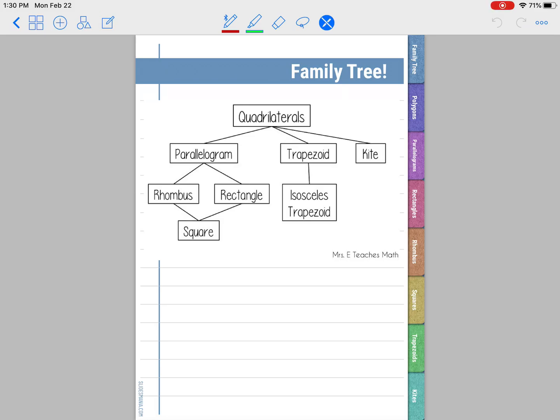Okay, let's start talking about quadrilaterals. There's several of them, and they have several specific characteristics that we need to spend some time talking about so that you know how to set up and solve problems involving our quadrilaterals.